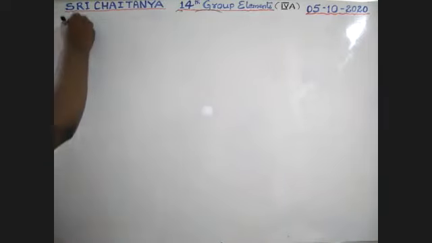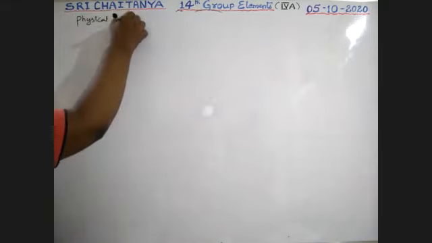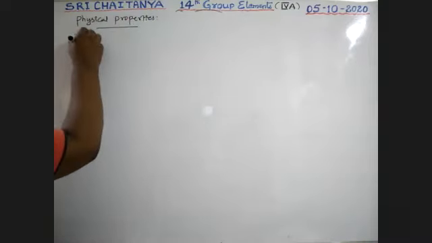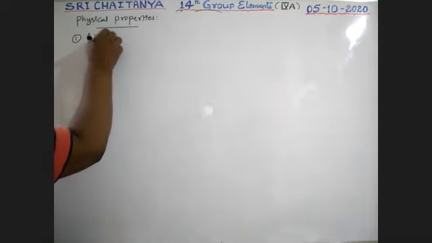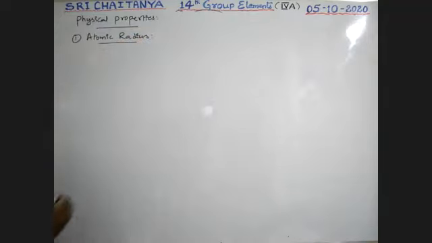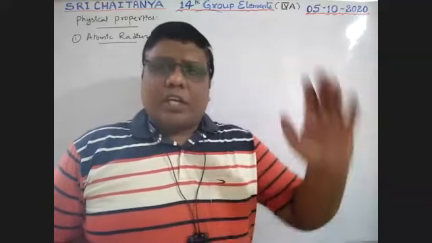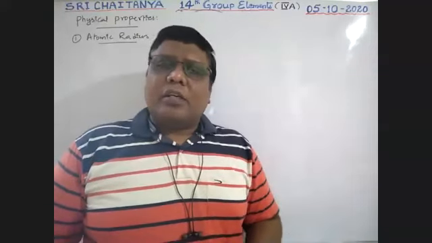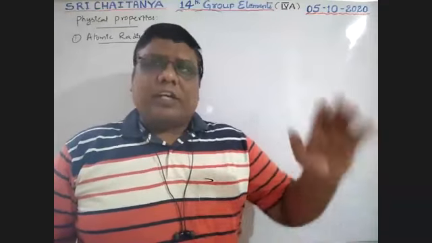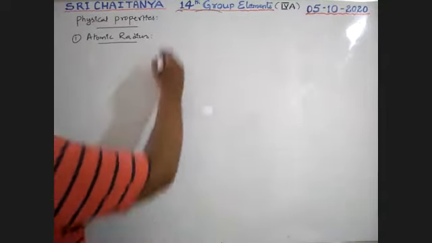Physical properties. First one, atomic radius, or atomic size. Let us observe some values. No doubt, generally from top to bottom, atomic size increases. Here also it increases, not just like the 13 group elements, boys. Here also atomic size increases. So please observe the values.